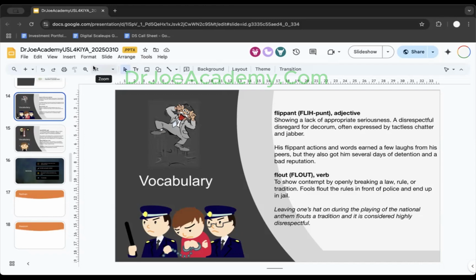Hey, and Nathan, can you go ahead and read the next word? No, we're on the second word right now. Sorry. Flout: to show contempt by openly breaking a law, rule, or tradition. Fools flout the rules in front of police and end up in jail. Leaving one's hat on during the playing of the national anthem flouts the tradition and is considered highly disrespectful.